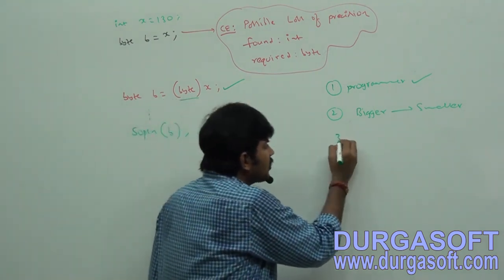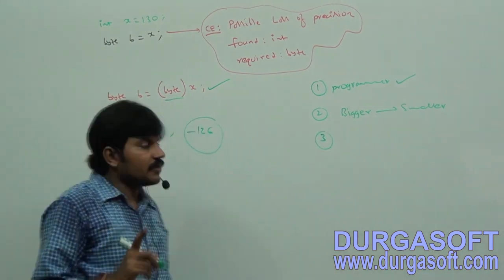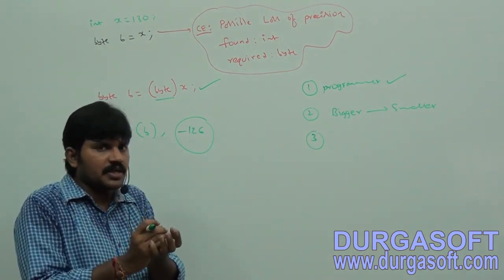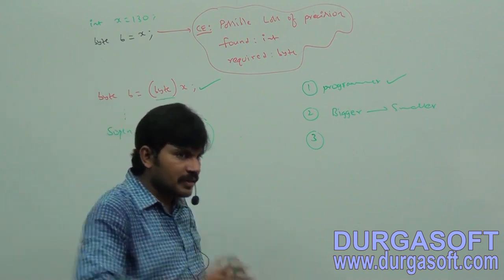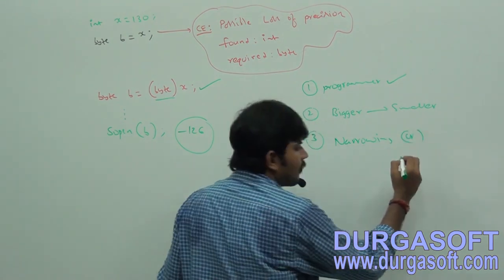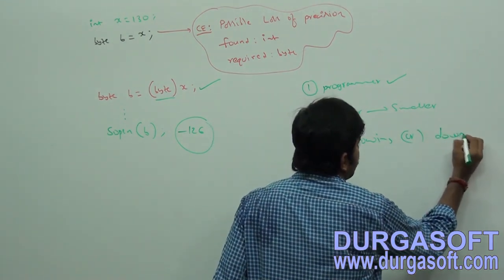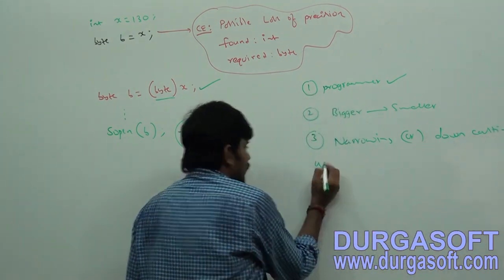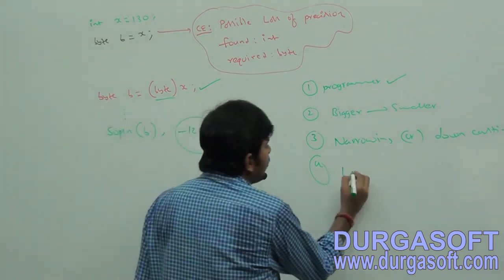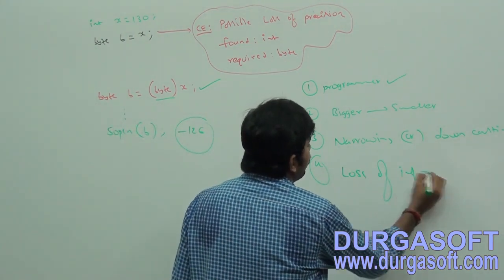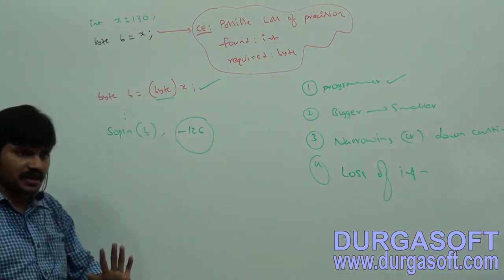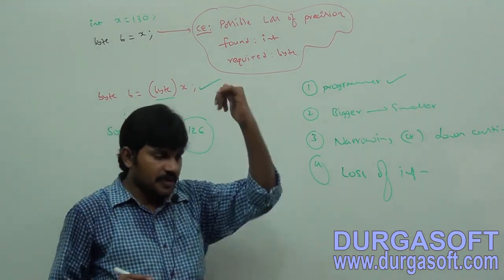Third point: keeping a big value in a small place is called narrowing or downcasting. Next, there may be a chance of loss of information, because 130 suddenly became minus 126. I hope you are aware of this point.